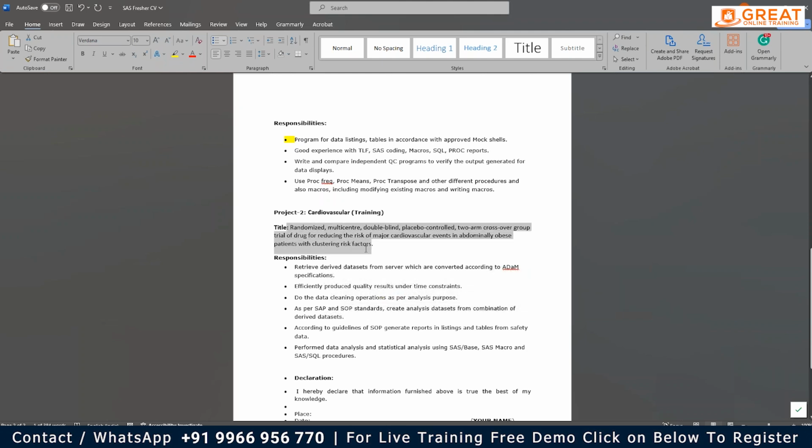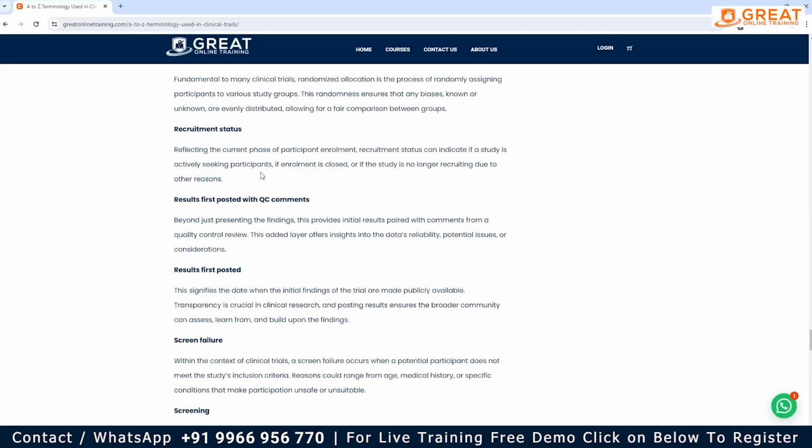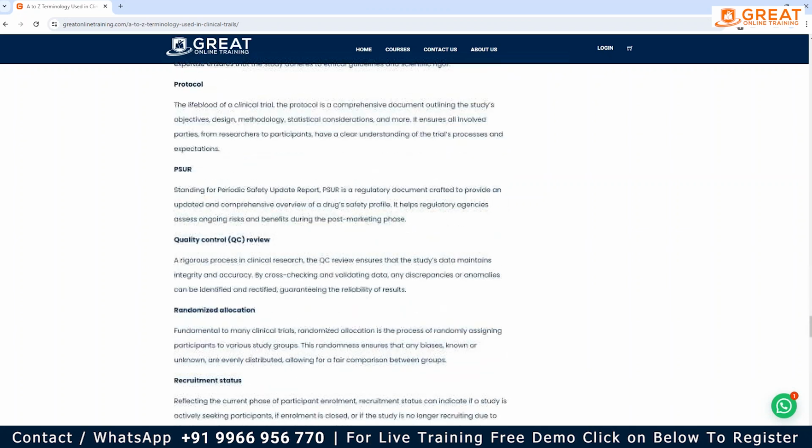It's a randomized multi-center study. Randomized means, see, the definitions you need to know right now. What does randomized mean? What does multi-center mean? Double blind? Placebo? Controlled? Two arm? What is a crossover group? All these definitions you will get from the document which I have already given. You can get it from this document only.